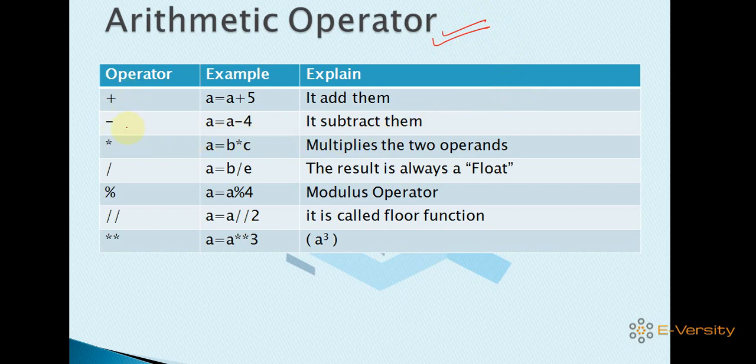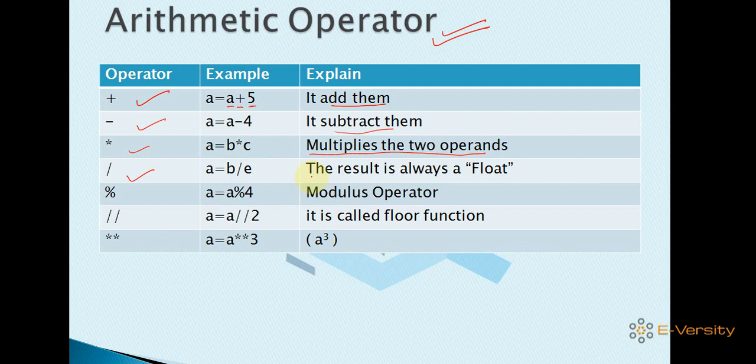Like you can see, we are showing some operators with examples. So the plus operator is basically used for addition. Like we have a variable a, and plus is used for adding 5 to a. Okay, similarly the minus operator is used for subtraction. Multiplication is used for multiplying two operands, and the division operator is used for division.